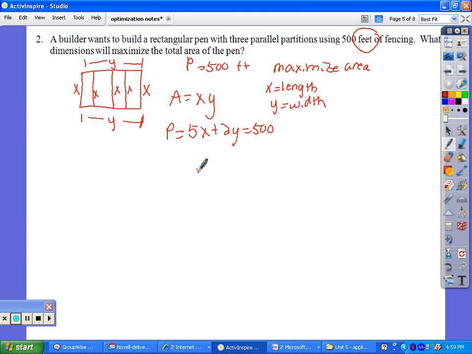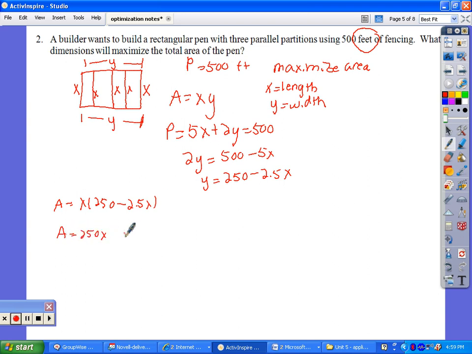So here's my mathematical model that we're going to maximize. This is my constraint equation. I'm going to solve for one of the variables. It doesn't really matter which one. I'm going to just solve for y. So if I solve for y, I get y is equal to 250 minus 2.5x. And I'm going to plug it into my area formula to get one variable. And always simplify as much as possible so the derivative is easy. So I have 250x minus 2.5x squared.